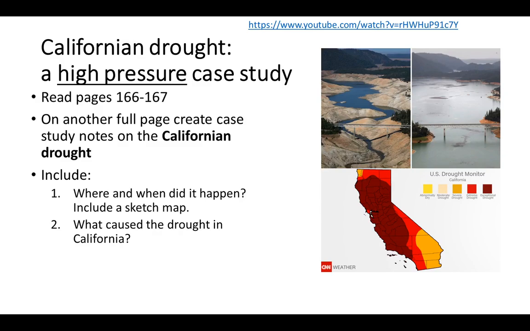So I'm going to put some resources on Show My Homework to help you do this, but your task is to make a case study of the drought in California. Using the resources on Show My Homework, you need to include some basic facts about when and where it happened, including a sketch map, kind of like the one we've got. You need to look for things like causes, effects, and anything you can find about the management of the drought as well. So pause the video, pop back to Show My Homework, download those resources and complete your case study. This should probably take you about 25 minutes or so to do in detail. So pause the video and off you go.